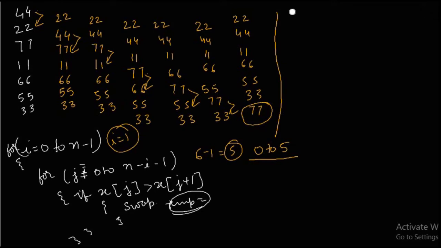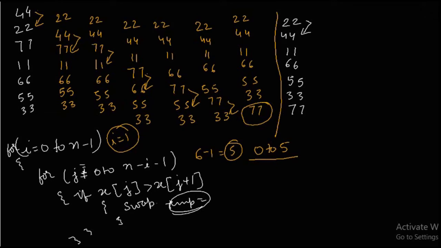So now for the second pass, we have this list: 22, 44, 11, 66, 55, 33 and 77. Now again we will start from j equal to 0. So we'll compare xj. Again the j is 0. So we'll compare the first element, that is 22 and 44. We can see that xj is not greater than xj plus 1. So no swapping will take place.